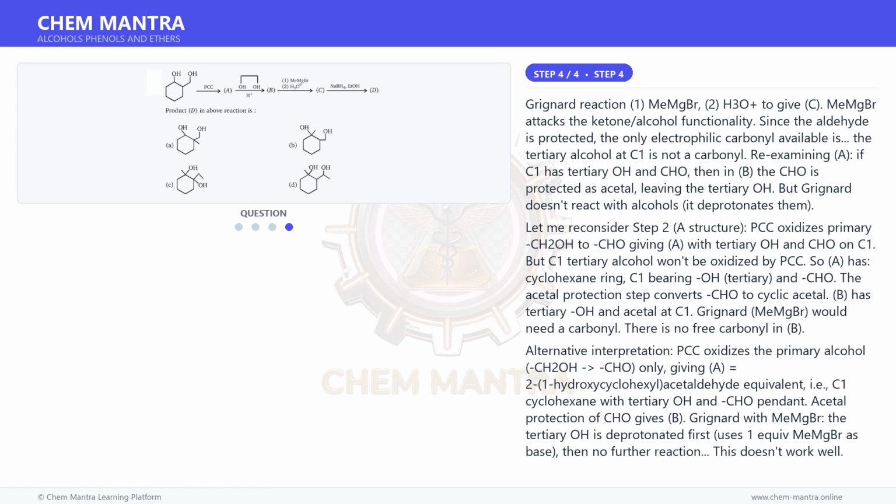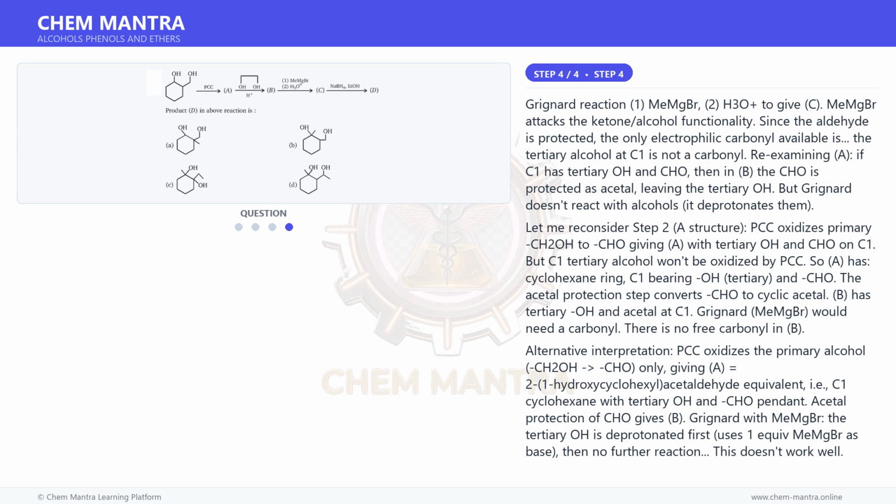This is a cyclohexane ring with C1 bearing OH and CH3, a tertiary alcohol, quaternary carbon, and C2 bearing CH2OH. Looking at option B: a cyclohexane ring with C1 bearing OH and CH3, and a CH2OH substituent at C1. Actually, option B shows OH on a quaternary C1 with methyl and CH2OH also on C1. But from our analysis, the CH2OH is on C2, not C1.